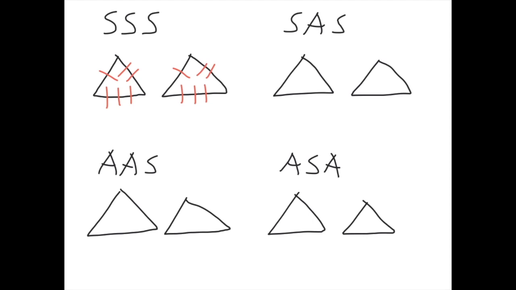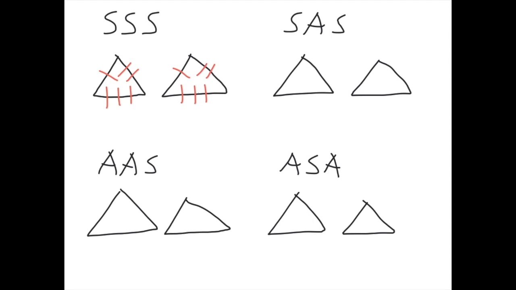And what this means is if you know that all three sides of a triangle are congruent to all three sides of another triangle, then the entire triangles are congruent to each other. So if you have two triangles and all their sides are the same lengths as the other triangle, then you automatically know that the angles are also congruent because those triangles are congruent.